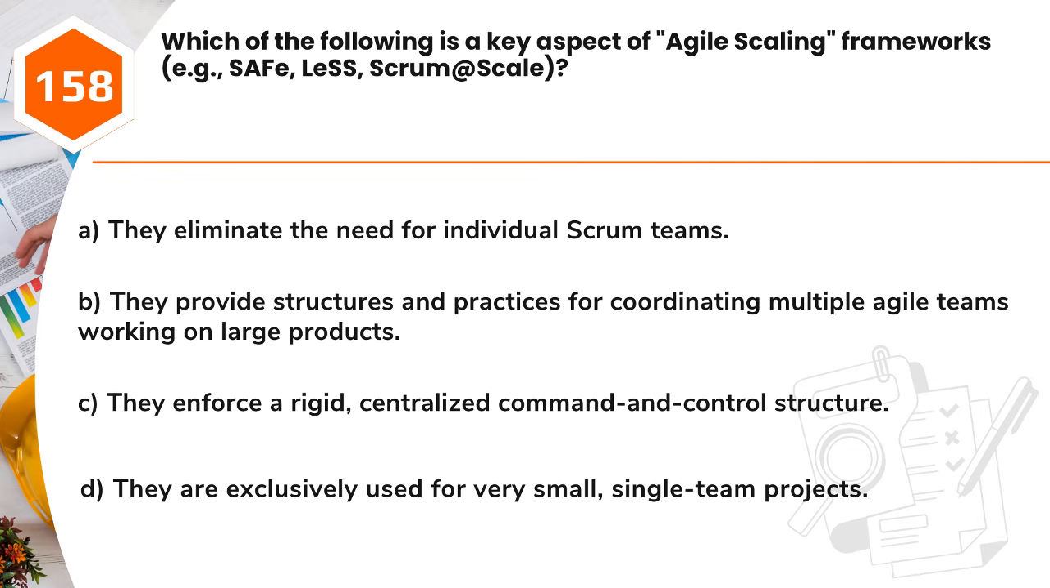Question 158. Which of the following is a key aspect of Agile scaling frameworks, e.g., SAFe, LeSS, Scrum at Scale? A. They eliminate the need for individual Scrum teams. B. They provide structures and practices for coordinating multiple Agile teams working on large products. C. They enforce a rigid, centralized command and control structure. D. They are exclusively used for very small, single-team projects.